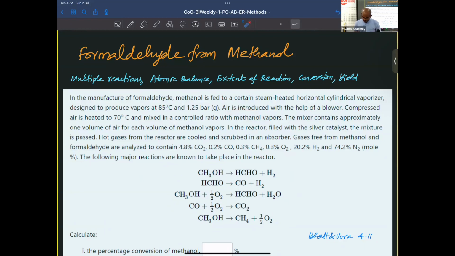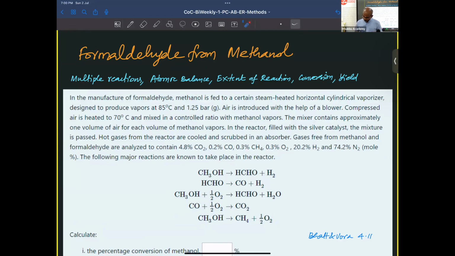Let us further complete this reading. The mixture contains approximately 1 volume of air for each volume of methanol vapors. So that is a very important thing. Otherwise, we are now getting the feed composition, which is 1 volume of air for each volume of methanol vapor. Otherwise, this methanol to air is 1:1. That is the information. Only this information is needed. The previous things are just about how that is prepared.